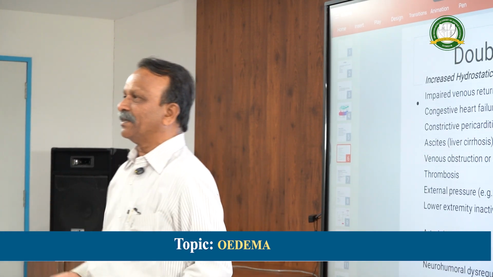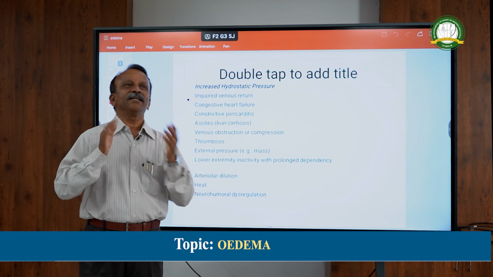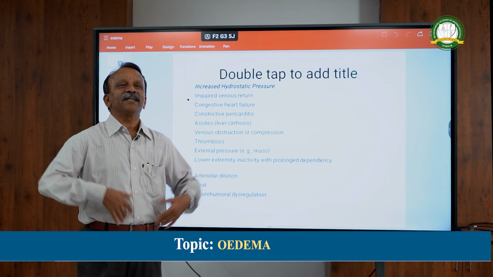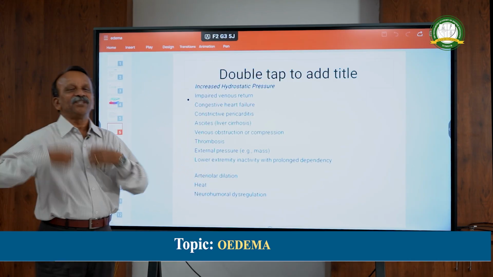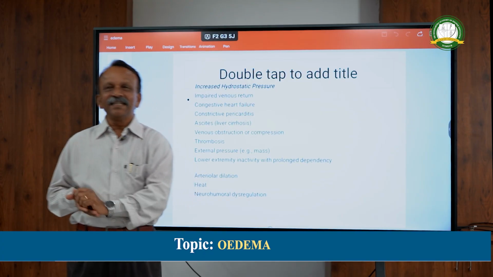edema. You might have seen in your families, a pregnant lady will have lower limb edema. That is because of the external pressure on the pelvic veins, resulting in an increase in the hydrostatic pressure, resulting in the lower limb edema. That is number one. Next, congestive cardiac failure.